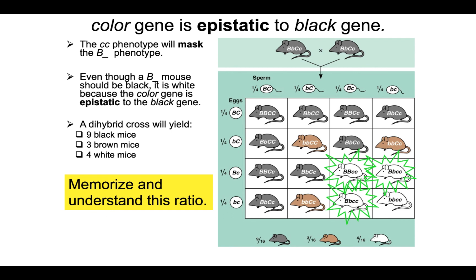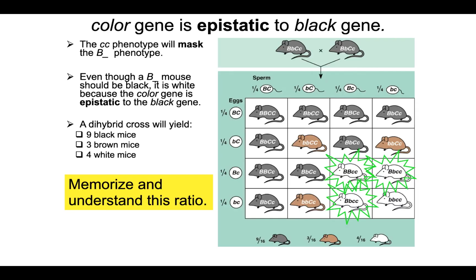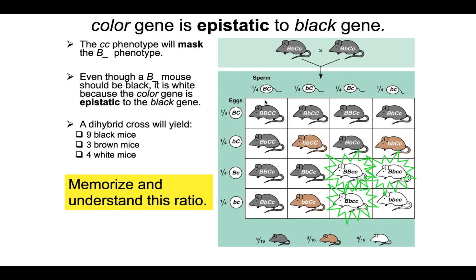All right, so let's take a look. Here we've got B, which gives rise to the enzyme necessary to make the black pigment. There are two versions of it. There's one version that makes functional enzyme B. That's the big B. And there's a version that makes non-functional enzyme B. That's little b. Same thing with enzyme C. There's a color gene that gives rise to a functional enzyme C. That's the big C. And then there is an allele of this gene that gives rise to a non-functional enzyme C. We call that allele little c.